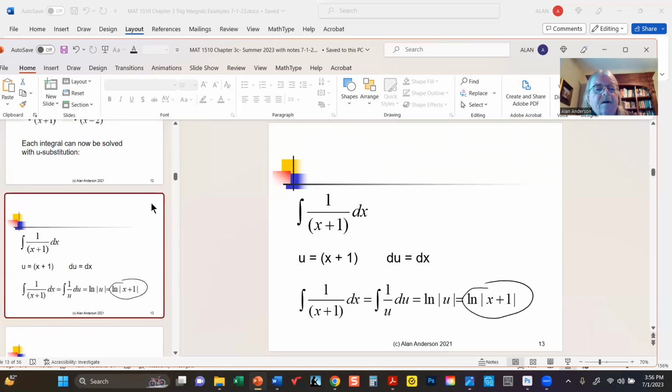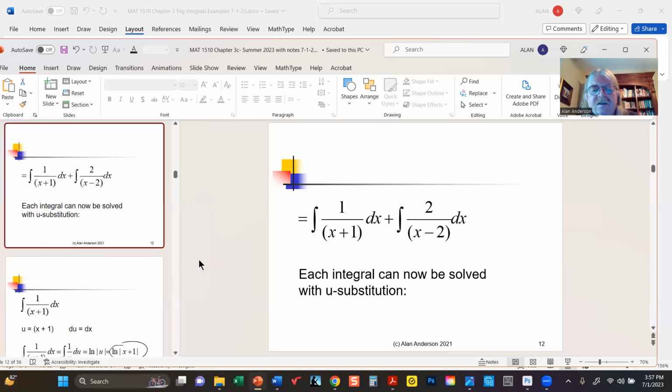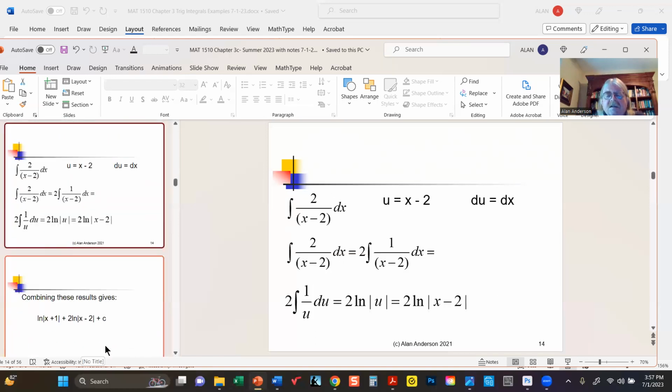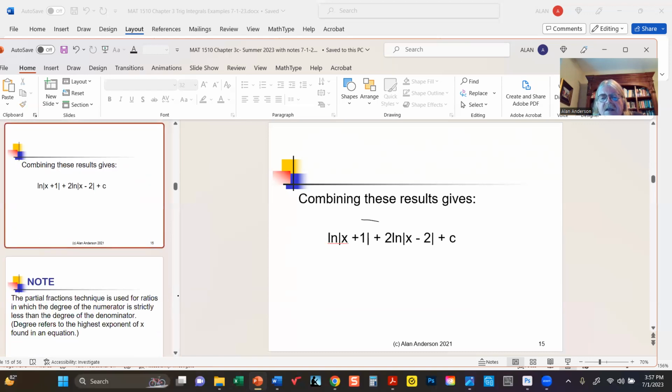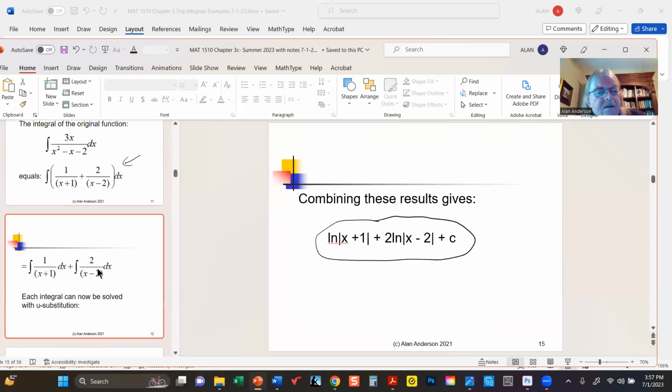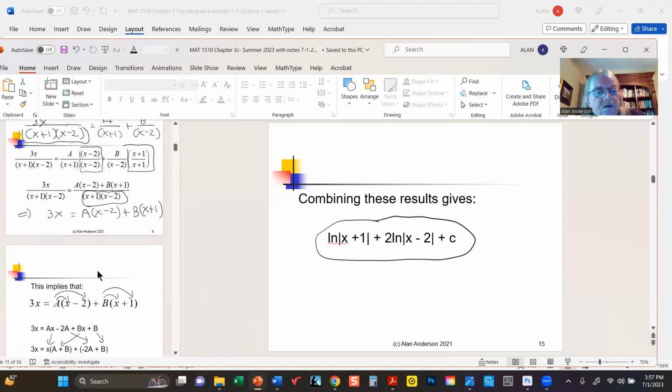Okay. How about the second term, 2 over x minus 2? Same idea. u is x minus 2, du is dx. And by the way, I've also moved this 2 outside here. So you can see I also have 1 over u du, which is the log of absolute u, that is. And so I end up with 2 log x minus 2. And finally, after all that, I combine them, and this is my final answer. So the original expression was this.